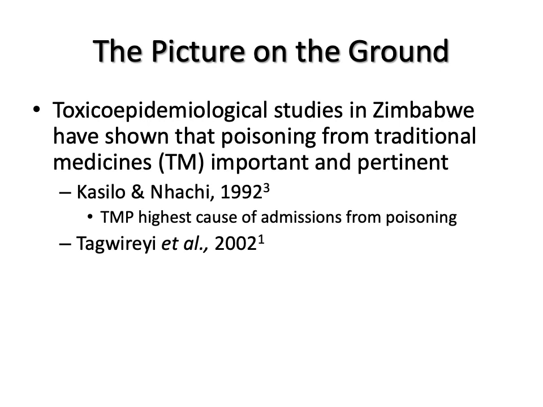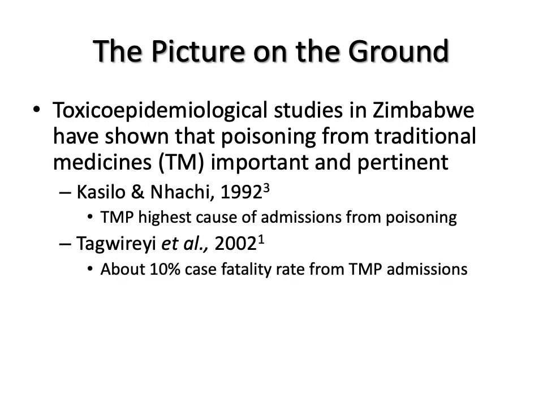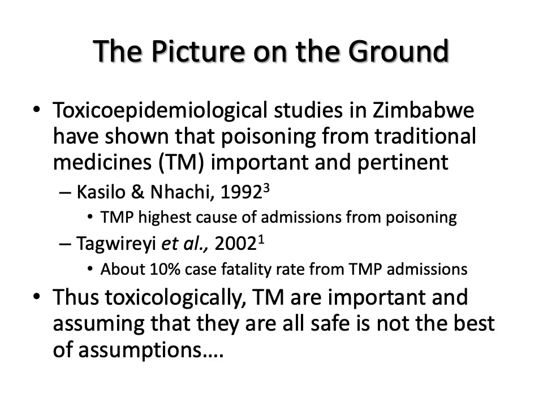Taguire and colleagues did a follow-up study about 10 years later, and from their study they found that the case fatality rate from traditional medicine poisoning admissions to major referral hospitals in the country was about 10%, which is pretty significant. And therefore, toxicologically, traditional medicines are important, and assuming that they are all safe perhaps might not be the best of assumptions that we should make.